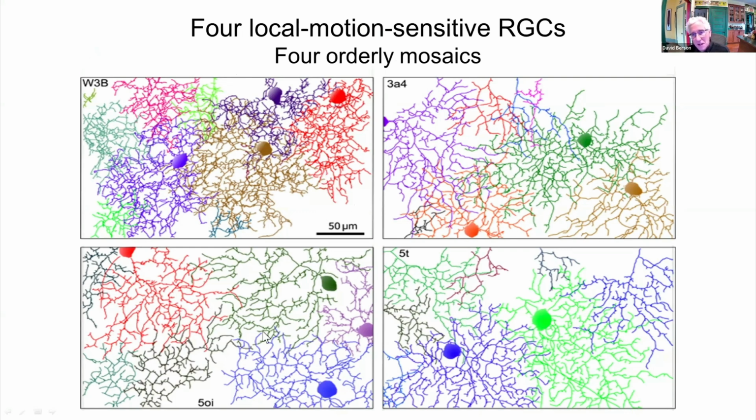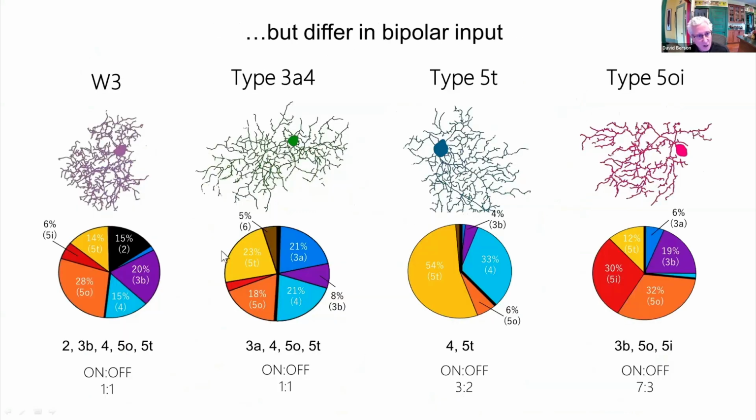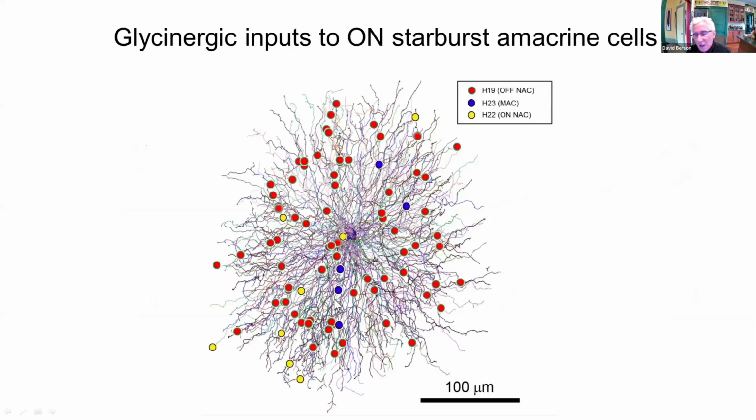And each of these cell types has characteristically different synaptic connectivity. In this case, we're looking at pie charts showing the relative weighting of inputs from different bipolar types. And you can see that despite the similar morphology and level of stratification, field size and all of that, things that would make it very difficult to otherwise discriminate these types, the input alone would be sufficient to help you make these distinctions.